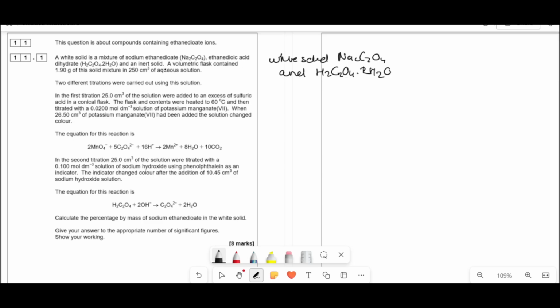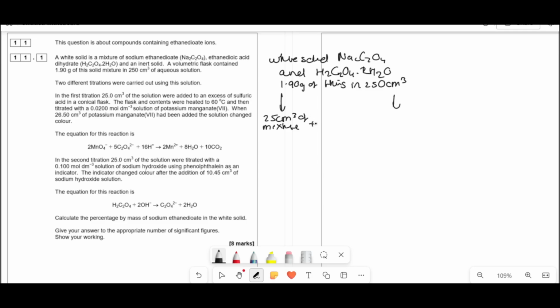In this question, they said a volumetric flask contained 1.9 grams of this mixture of these two in 250 centimeters cubed. Fine. Two different titrations were run with this. In the first titration, they got 25 centimeters cubed of the mixture they just made. They then added an excess of sulfuric acid in a conical flask, and the flask and the contents were heated to 60 degrees and titrated with this much potassium manganate. When this much potassium manganate had been added, the solution had changed color.